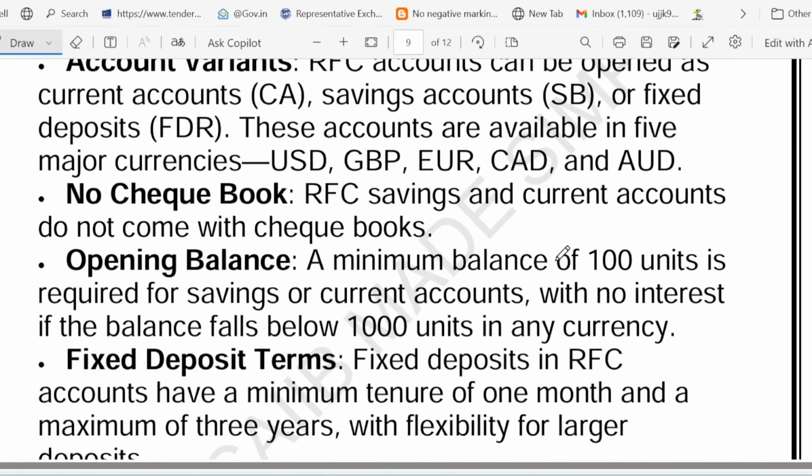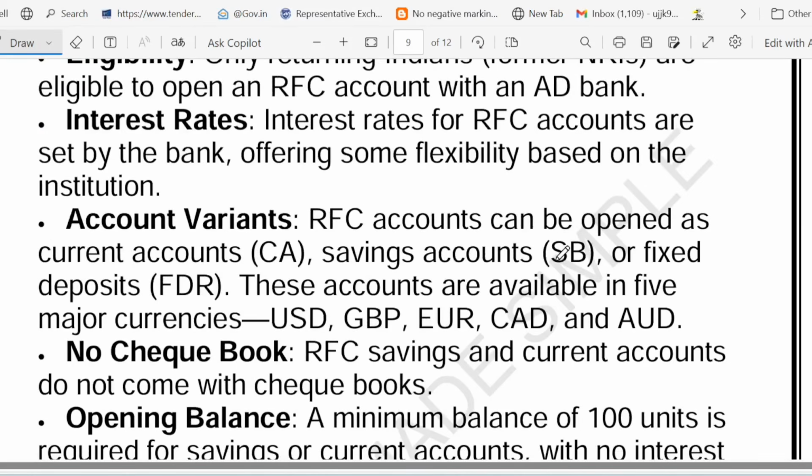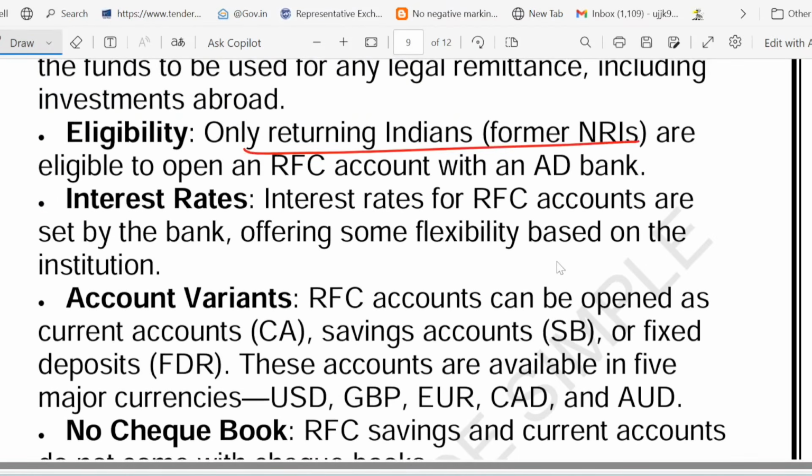Yes, no forced conversion means you can hold foreign currency indefinitely, but remember they are only for returning Indian former NRIs, right? Not for regular earners, and they must be opened with an AD bank, an authorized dealer bank. Not all banks offer it.